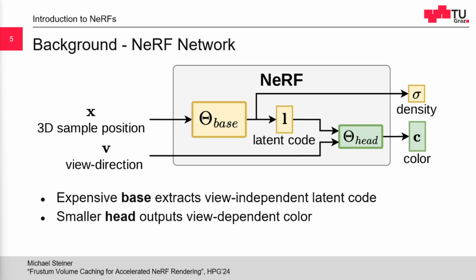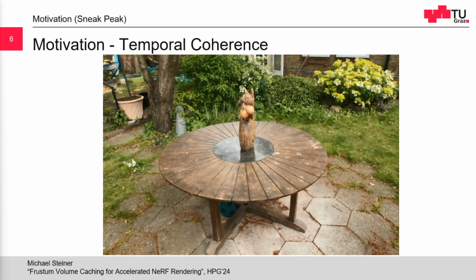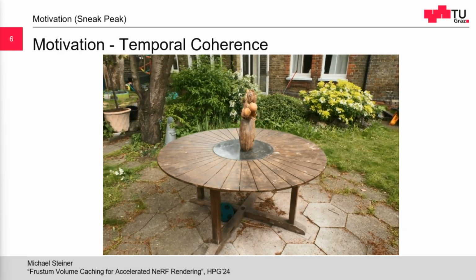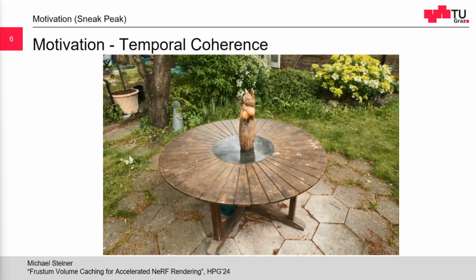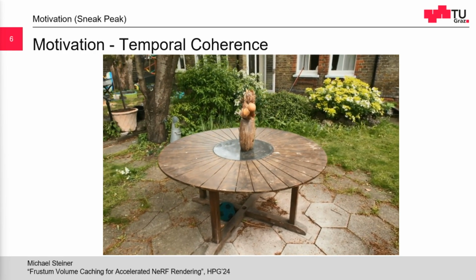A quick background, the key takeaway is that previously, potentially all NeRF methods employ networks that are split into two parts. The first base network is usually pretty expensive and extracts a view-independent latent code. And the much smaller head network then gets also fed the view direction and outputs view-dependent color. So this acts as a first motivation for our method, as we want to cache these view-independent outputs to reuse them across consecutive frames and reevaluate only view-dependent effects.